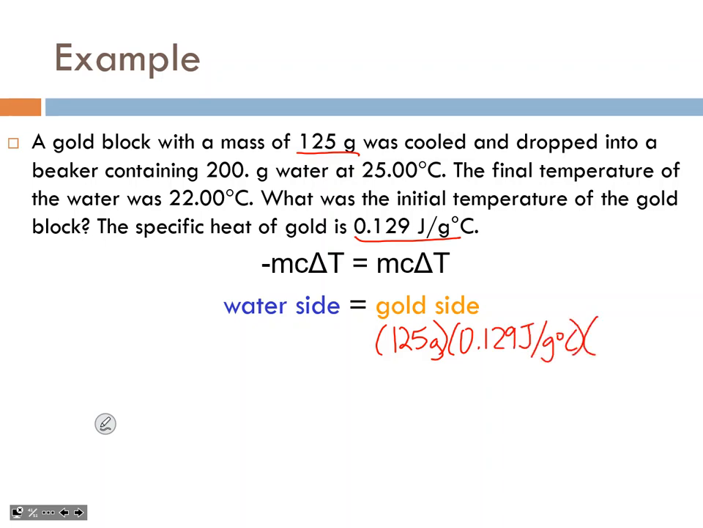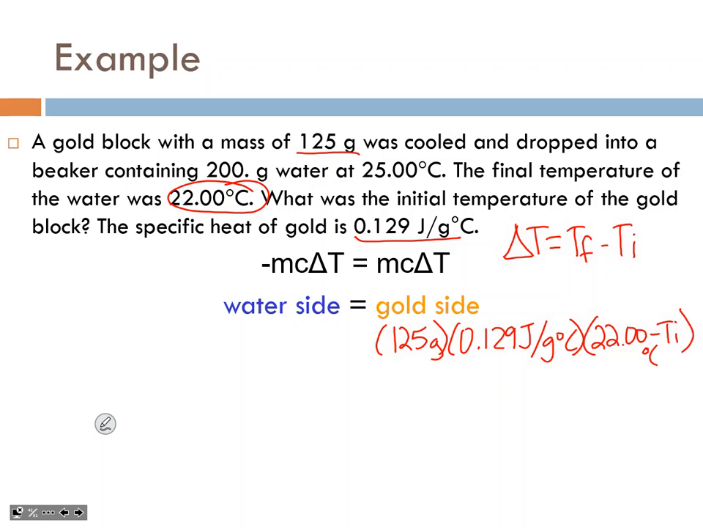When I don't know the initial temperature, don't forget delta T is the final temperature minus the initial temperature. But I do know the final temperature, because as you dropped it into the water, now it has equalized thermal equilibrium. Both of them, the water and the gold, are now at, no, not 25. The final temperature was 22, right? 22 there. All right, so the final temperature 22 minus the initial temperature here. That would be in degrees Celsius.